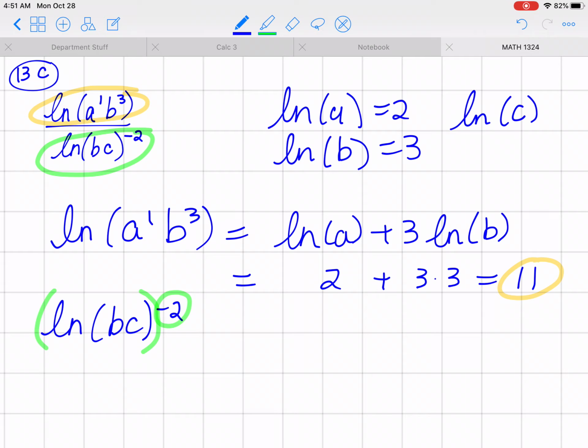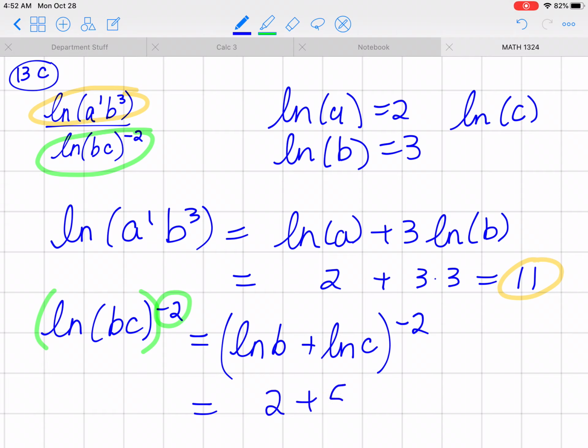And if you have that interpretation, it changes how you work this out. But you have all the strategy, I saw, it looks correct. It's just the interpretation of the problem. And so ln of bc is ln of b plus ln of c, and then we're going to raise that to the negative 2. And since ln of b is 3 and ln of c is... what did I say? Ln of c is 5, and I didn't write that down. So that's 3 plus 5 to the negative 2. And so that would give you 8 to the negative 2.